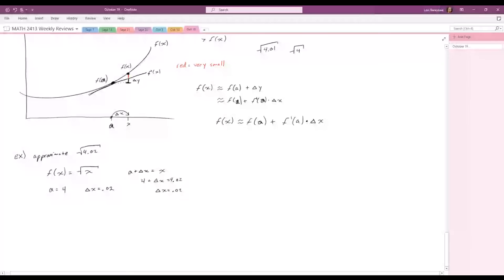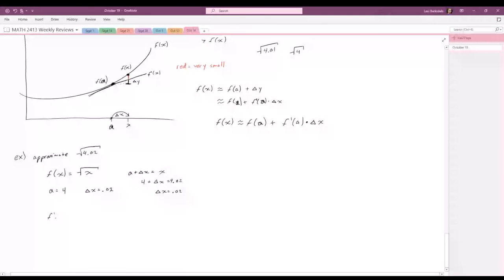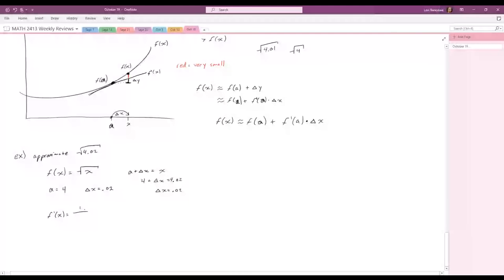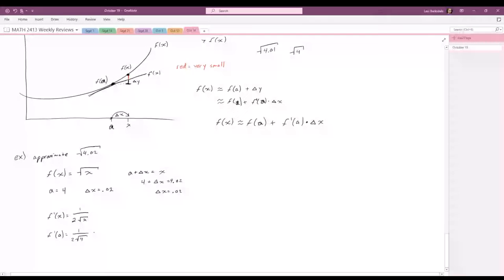Well, then I can also find my derivative of f of x. That would be 1 divided by 2 times the square root of x, just by taking the derivative of root x. So then my derivative at my known point would be 1 divided by 2 times the square root of 4, which is 1 over 4.